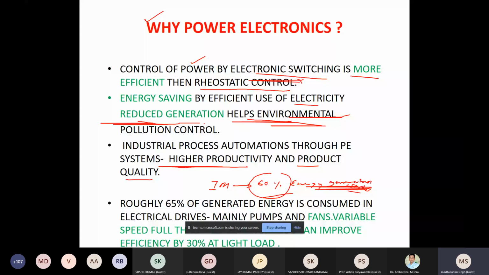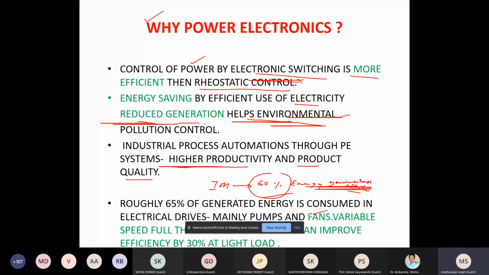Such machines are usually used in industry mostly to drive fans, blowers, and so many things. And the efficient control of such machines is only possible nowadays if you go for power electronic based drives, what we call AC drives. Similarly, around 30% of energy is consumed by lighting systems.